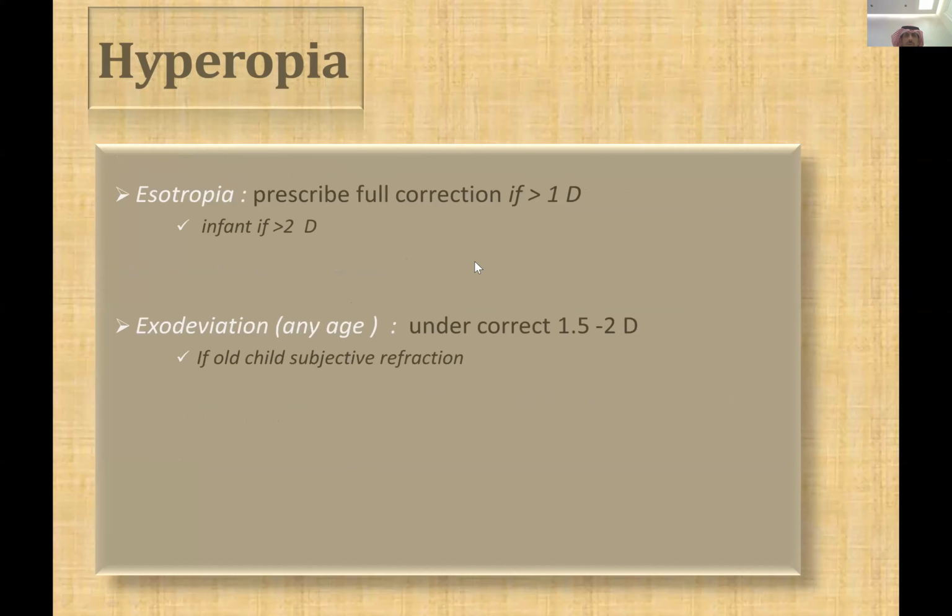In case of esotropia, you should give full correction if the refraction is more than 1 diopter in an older child, and if infant, if more than 2 diopter, you should give full prescription. Of course, if it's less, for example if an infant has 1 diopter of hyperopia, we don't expect it to be the cause of esotropia. And also in an older child, if he has less than 1 diopter of hyperopia, we don't expect that to be the cause for his deviation. In case of exodeviation, undercorrect 1.5 to 2 diopter; if older child, do subjective refraction.